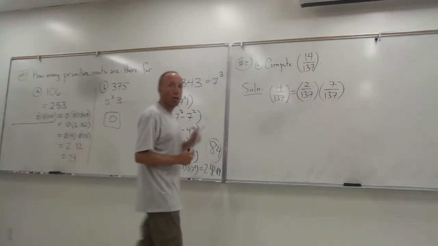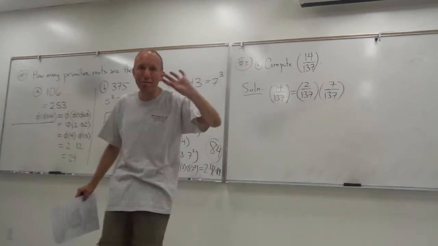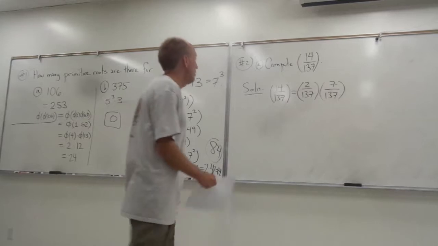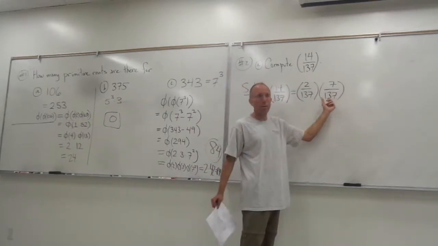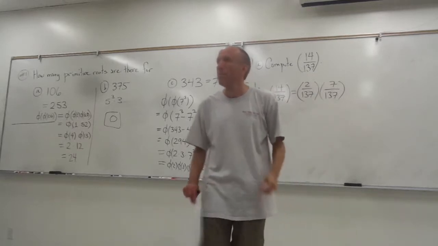Now remember that the quadratic reciprocity law does not work with the number 2. You cannot flip that one over. But you might be tempted to do it with the second part. This is now two distinct odd primes.